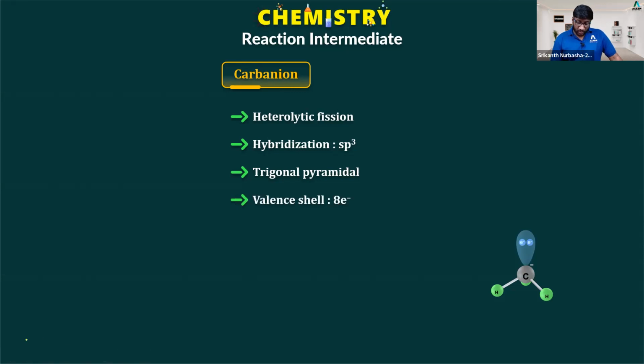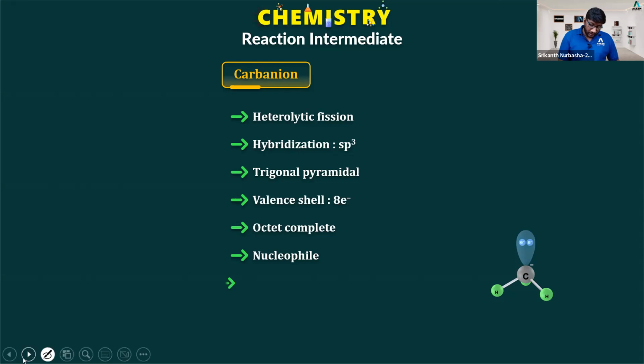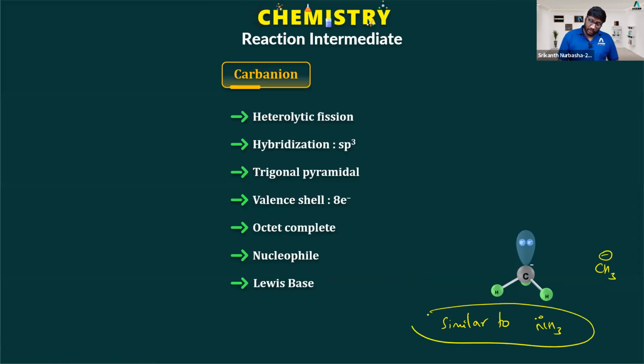Valence shell has 8 electrons because 3 pairs are in the bonds and 2 more electrons on carbon. Octet is going to be complete. It acts as a nucleophile because of the complete octet and the presence of a lone pair of electrons, and it is a Lewis base similar to ammonia, NH3. It is CH3 minus. You can compare that to ammonia because CH3 minus has 2 extra electrons with a negative charge. That negatively charged carbon is going to attack any other electrophilic centers, forming respective carbon-carbon bonds. Right, students?